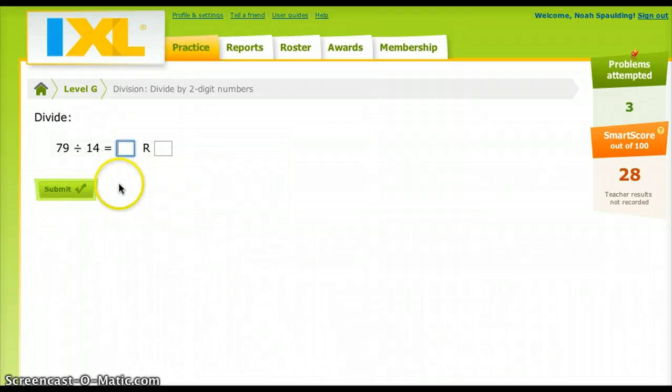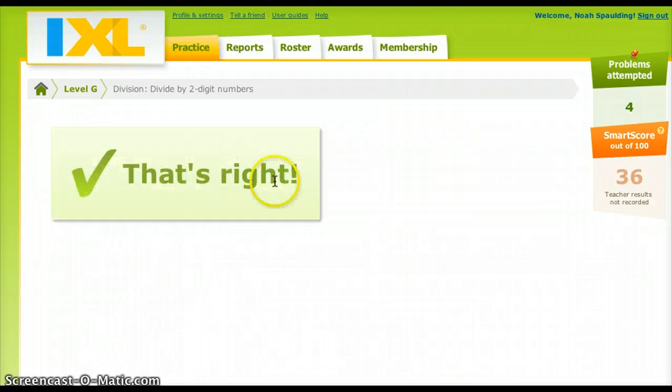Okay, let's try another one. 79 divided by 14. Again, go ahead and use a pencil and paper. 14 times 5 is 70. That's pretty close to 79. So that's 5. And then how much is left over? If 14 times 5 is 70, that would be 9 left over. Okay, and there you go.